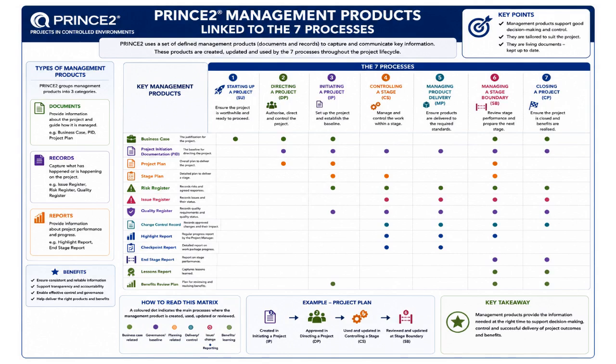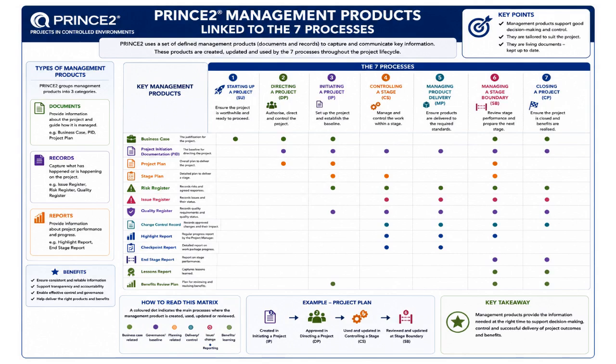The example shown for the project plan clearly illustrates this lifecycle. It is created during initiating a project, approved during directing a project, used and updated during controlling a stage, and reviewed again during managing a stage boundary. This continuous information flow is one of PRINCE2's major strengths because it supports strong governance, accountability, transparency, and informed decision-making.